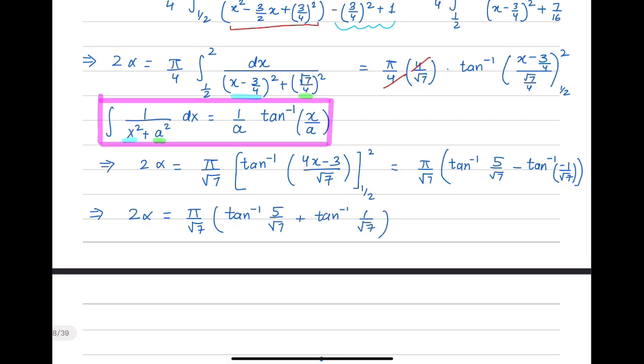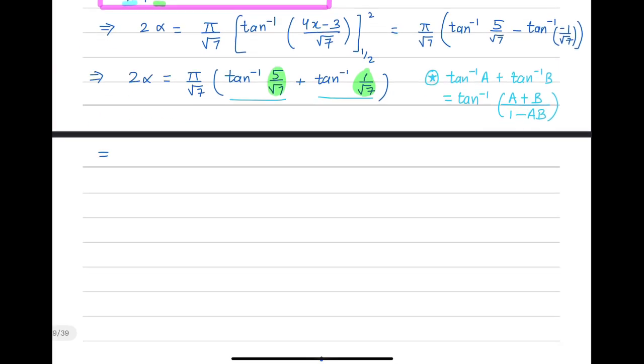Now what is tan inverse A plus tan inverse B? It is tan inverse of (A plus B) over (1 minus AB), right? So now what do we have in place of A and B? Here A is 5 by root 7. And what is B here? B is 1 over root 7, right? So let's plug in the values of A and B in the formula.